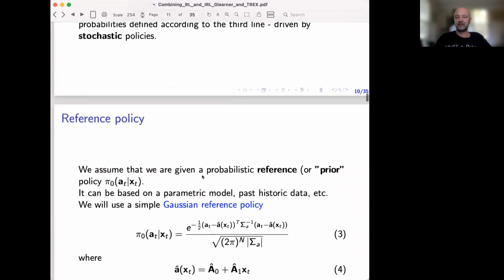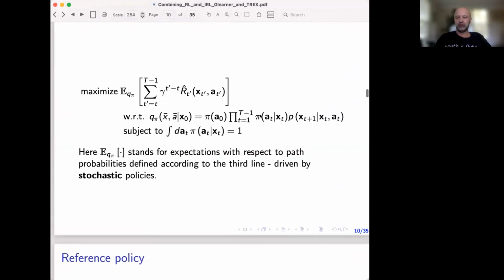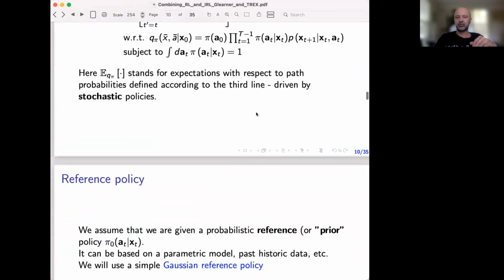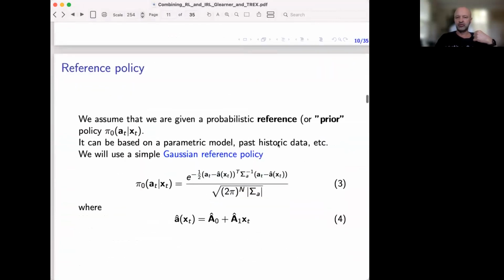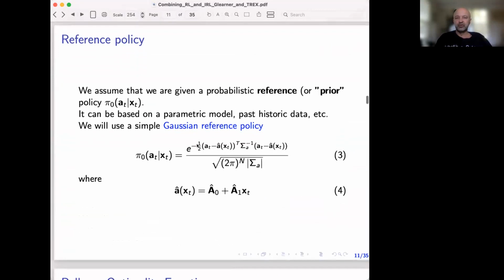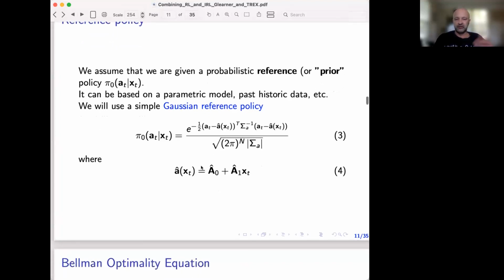Now we want to have a constraint. Instead of considering arbitrary stochastic policies, we want to constrain them and relate them to what we call a reference policy or prior policy, which we call P0. This can be something based on past historical data or a parametric model, something of this sort. For this, we will use a simple Gaussian policy. Our reference policy will have this form, characterized by some mean, which we call A hat, which is a function of the state, and covariance. This mean itself we will parameterize as a linear function of the state. So these parameters, A0 hat and A1 hat, and sigma A characterize our prior policy.